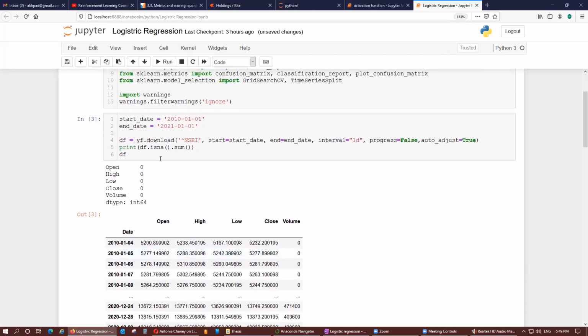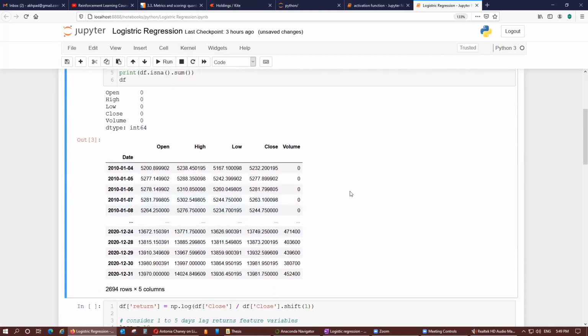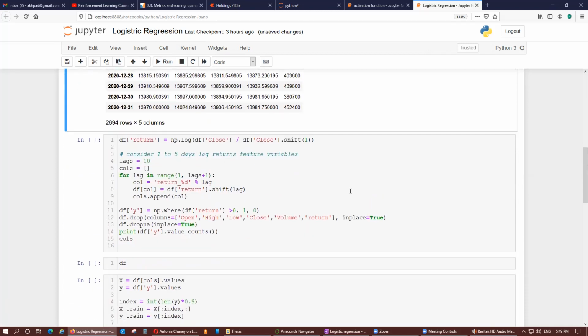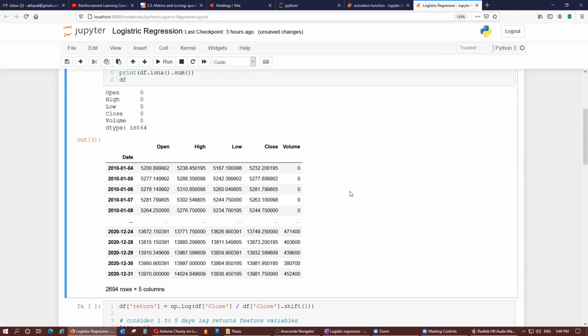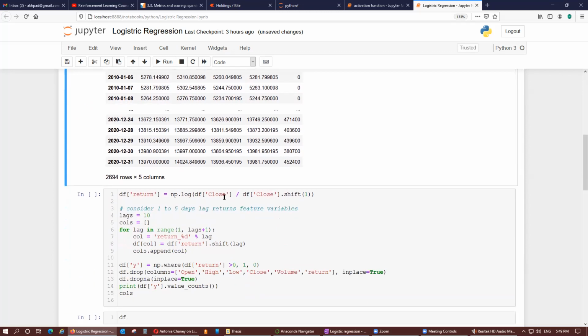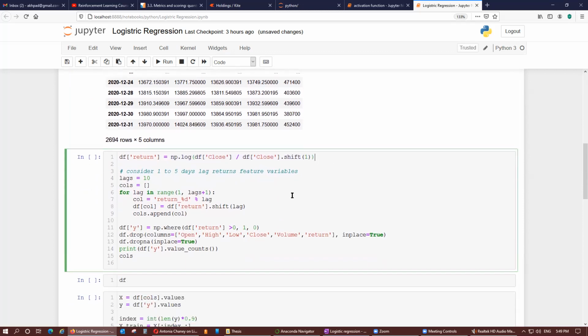So just check whether NA exists or not. None of the columns has NA, and this is all the data we get. Okay, and what we are going to do is remove all that. We just need the closing value, and we'll calculate the return and the feature variables of the past 10 days' return. So we calculate the return, the log return.